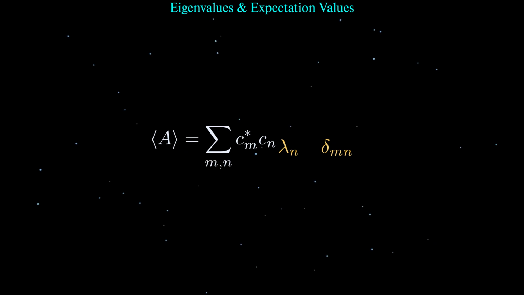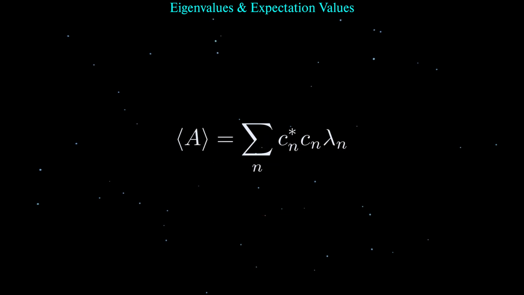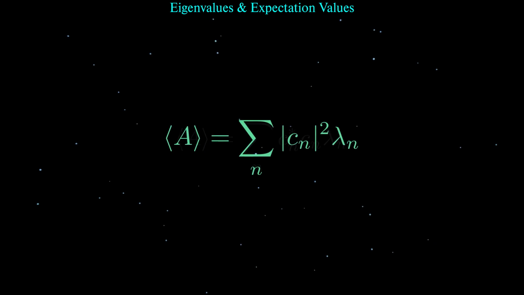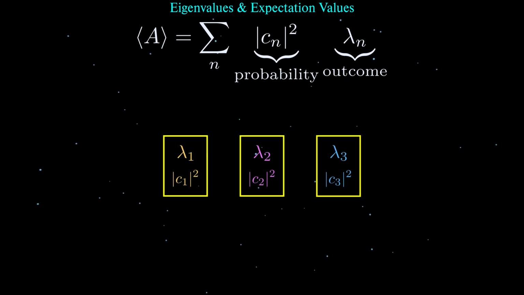The Kronecker delta kills every term where m and n are different. So all the off-diagonal terms are going to disappear. Only the terms where m and n are equal survive. That collapses the double sum into a single sum. And since Cn star times Cn is just equal to the magnitude of Cn squared, we can get this fully simplified form right here. This equation says that the expectation value is the sum of each possible measurement value, lambda n, weighted by the magnitude of Cn squared, which is the probability of getting that value. So expectation values are basically weighted averages. The eigenvalues are possible measurement results, the squared amplitudes are probabilities, and the expectation value is the average result.